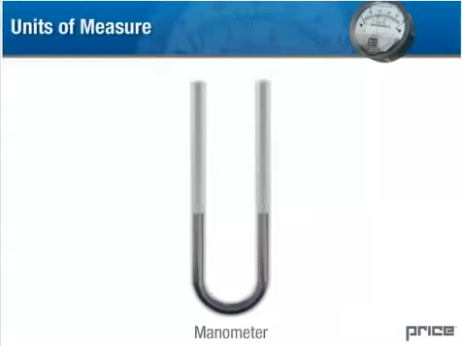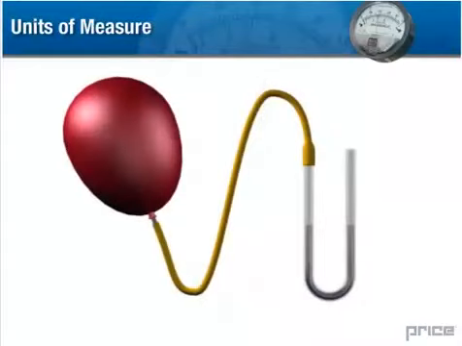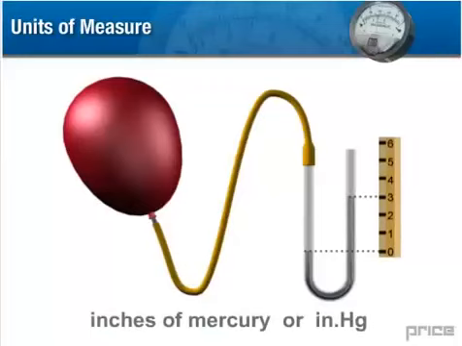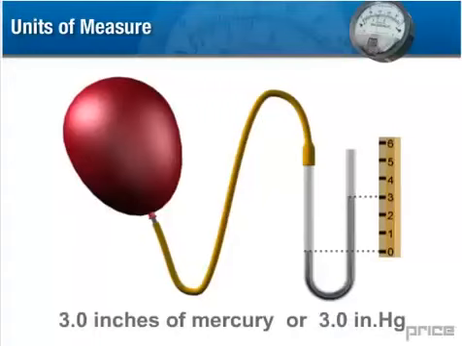But if one end of our U-tube is attached to some pressure source, and that pressure is higher than the atmospheric pressure, it'll push the fluid to one side. The difference in fluid levels is proportional to the pressure in the balloon and becomes our means of measuring pressure. We can measure this difference and express the air pressure in the balloon in inches of mercury. This is just one standard unit that is used for pressure measurement. In this example, we measure the pressure in the balloon and find it to be 3 inches of mercury.